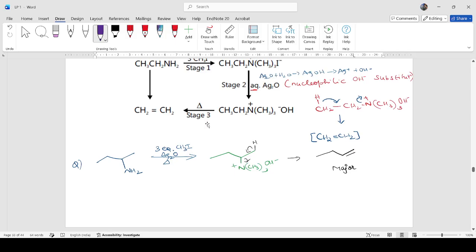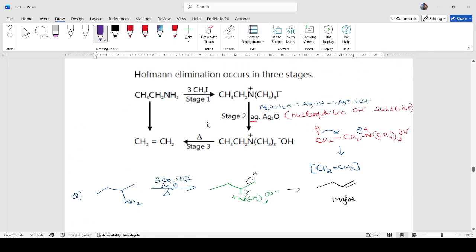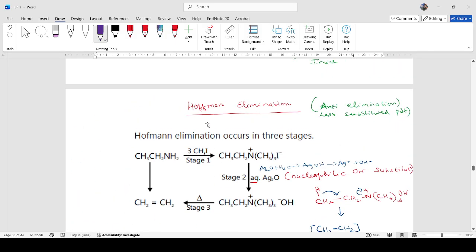We are going to the next reaction here, which is called Hoffman elimination, which is just the opposite of what we have learned in Saytzeff. For Saytzeff, we learned that when you do an elimination, you will be forming a more substituted alkene. In the case of Hoffman, we will be synthesizing a less substituted alkene. So how do I start it? At first, I take an amine here.